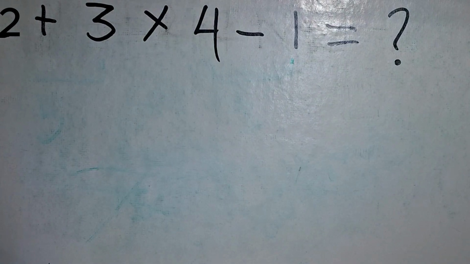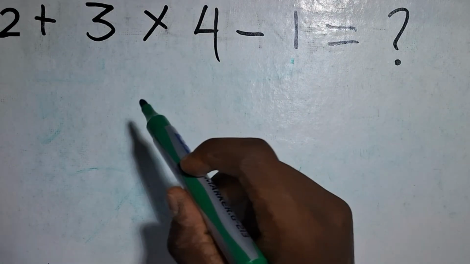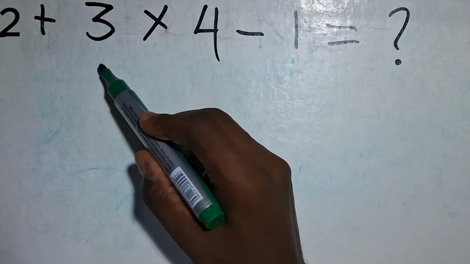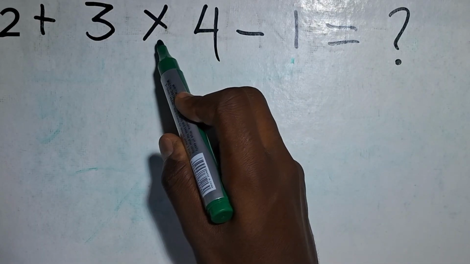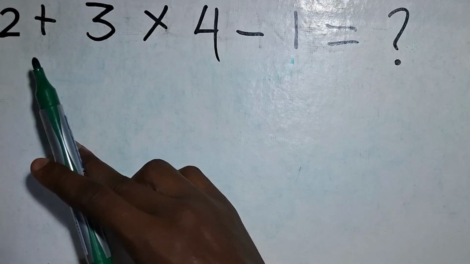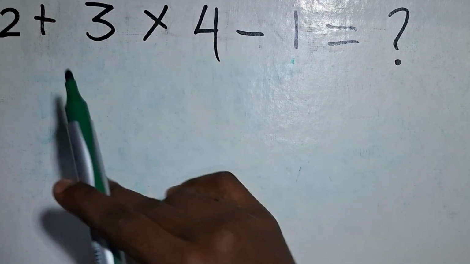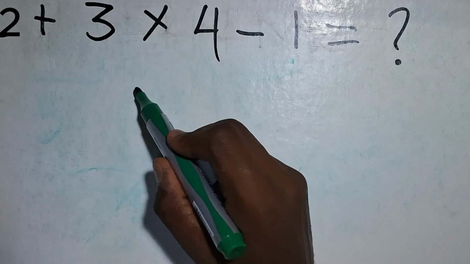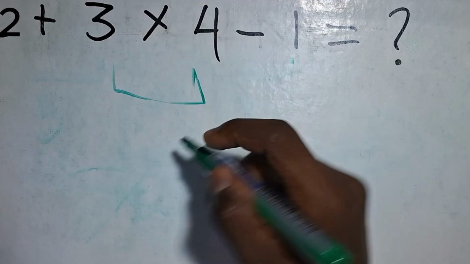Okay, let's solve this correctly. 3 times 4 gives us what? Since multiplication is given the highest priority over addition and subtraction, we will solve the multiplication. So 3 times 4 gives us what? 12.